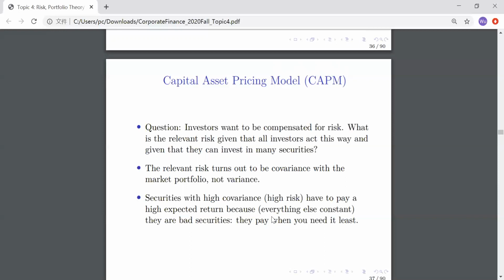Basically, securities with high covariance, which is high risk, have to pay a high expected return because they're bad securities, right? Because they pay when you need it least. In other words, when the market goes down, you need some stocks that move with the market in the opposite direction. These are the stocks that can protect you, right?